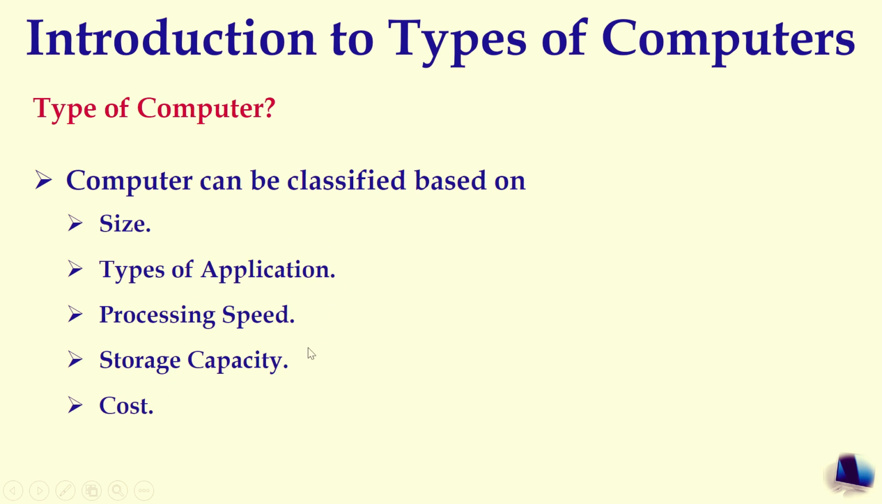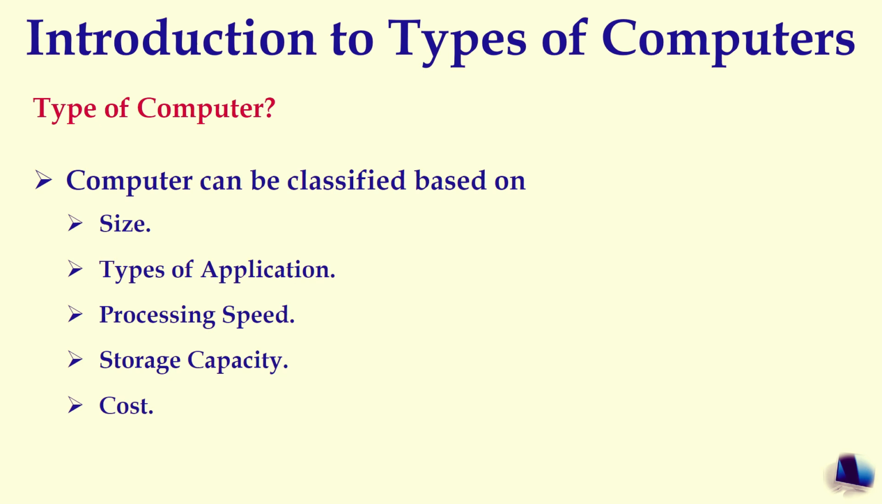So classification can be done based on these parameters. What are they? First, size of the device, and type of application, for which purpose you are going to use the device, and processing speed, how much speed the device has. Storage capacity, it depends on how much storage you are going to use or what is the actual capacity of the device, and cost, money. Based on these parameters, we are going to classify or divide the computers.